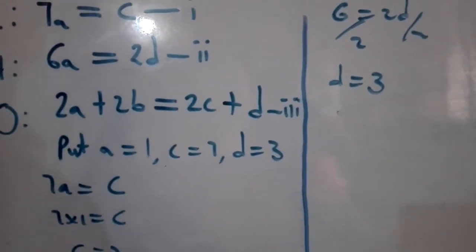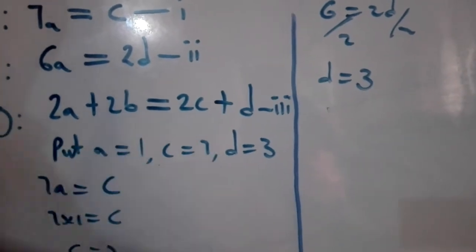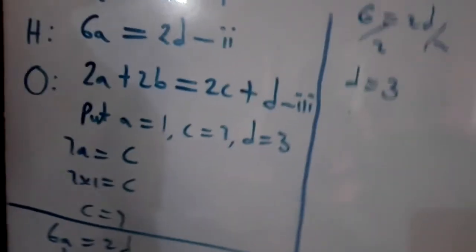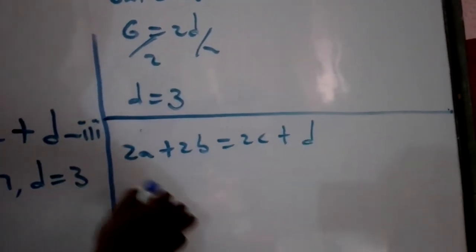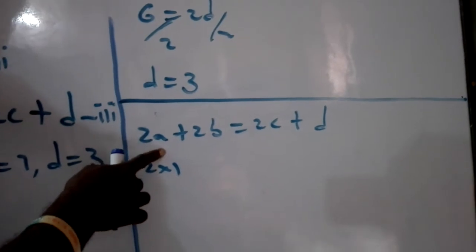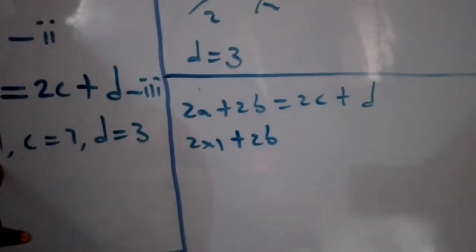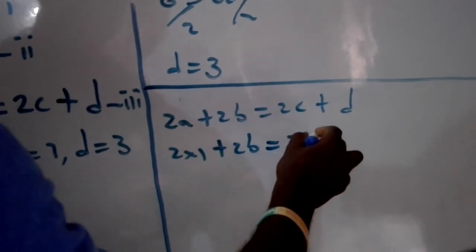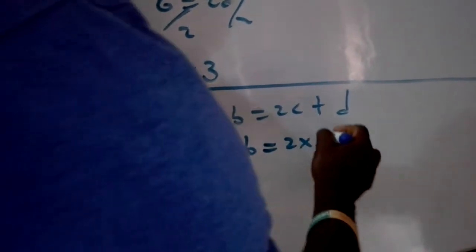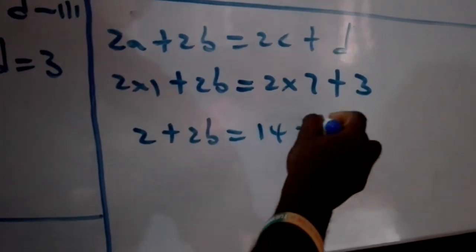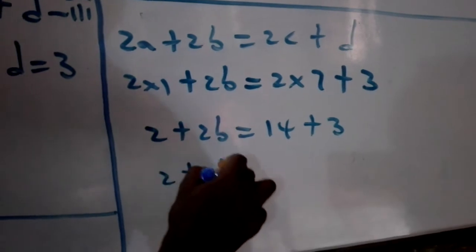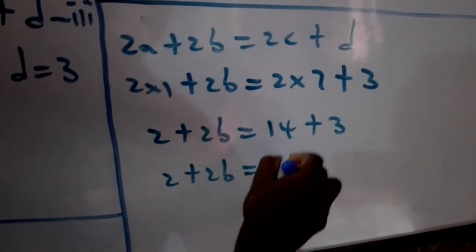So what are we looking for now? Letter B. We have gotten A, C, D. So we need B. So we can now solve for equation 3. We have 2a plus 2b is equal to 2c plus d. 2 times 1, because a is 1, plus 2b, the b we are finding now. Then 2 times c. What is c? 7. 2 times 7 plus d. What is d? 3. So 2 times 1, 2, plus 2b is equal to 2 times 7, 14, plus 3. So 2 plus 2b is equal to 17.